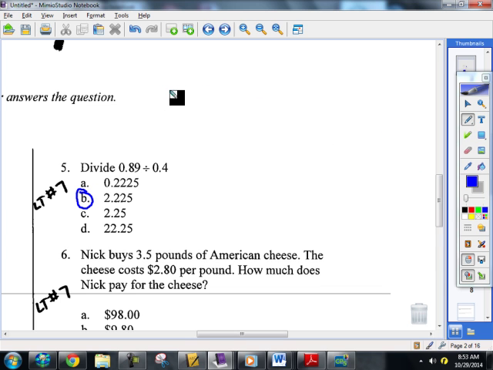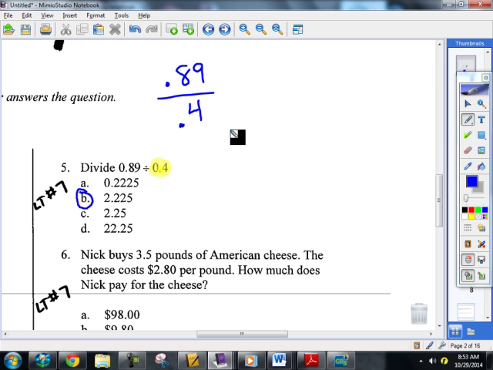Now, the problem is 0.89 divided by 0.4. Can I write that division problem as a fraction? Yeah. Why? Because all fractions are division problems, right? What do we know about the divisor? What do we know about the divisor of every long division problem? Ethan? That every single divisor has to be a whole number.